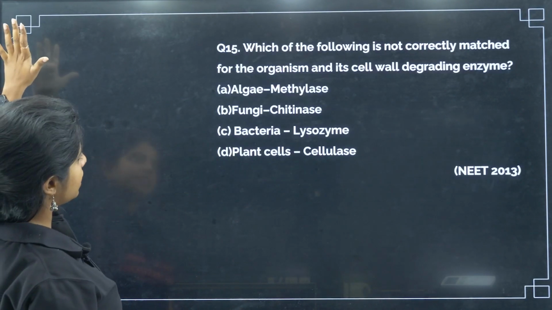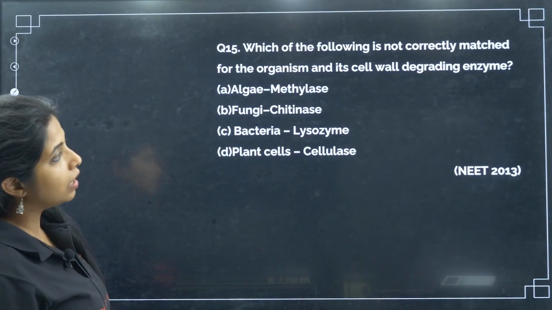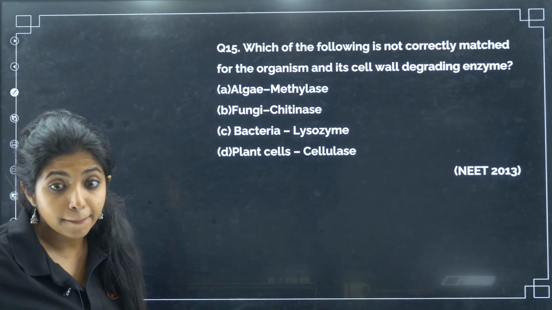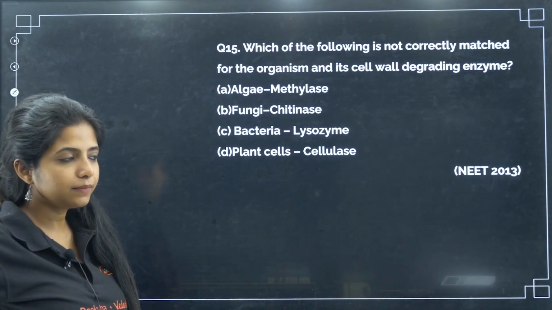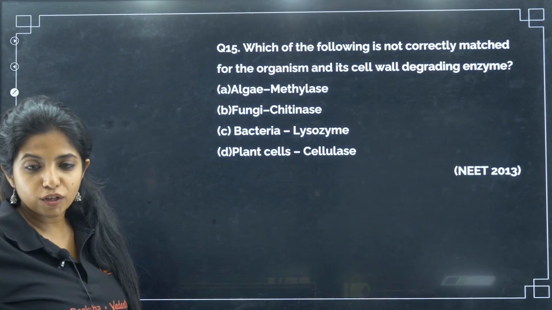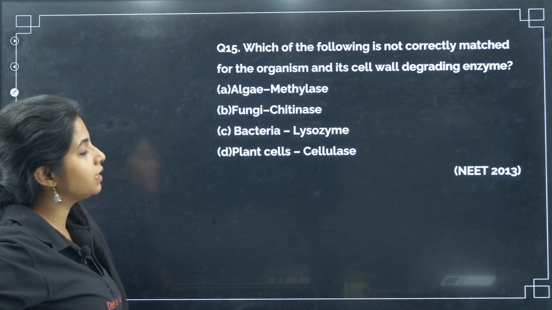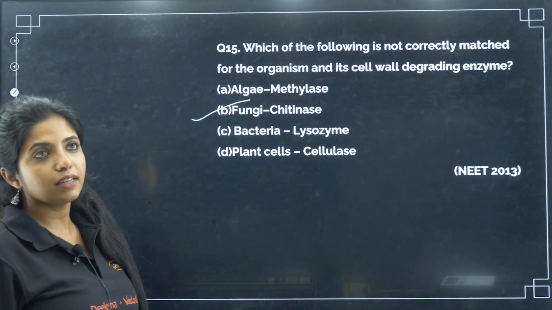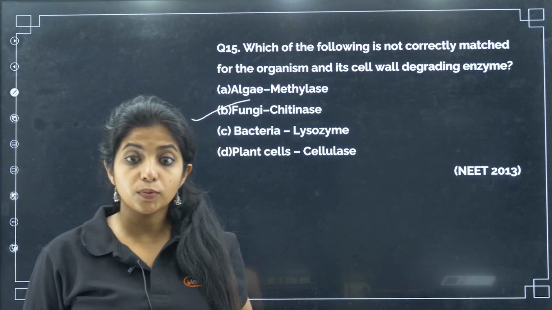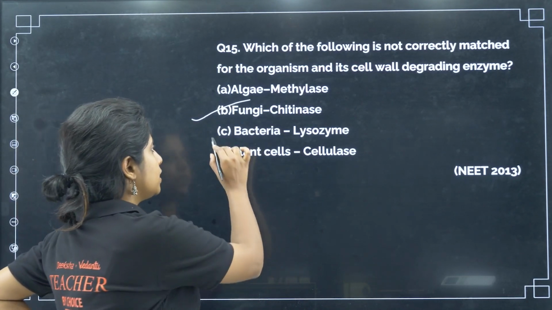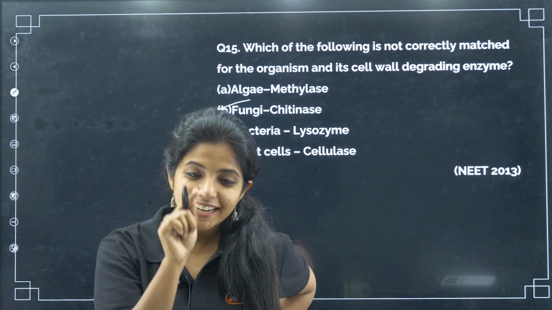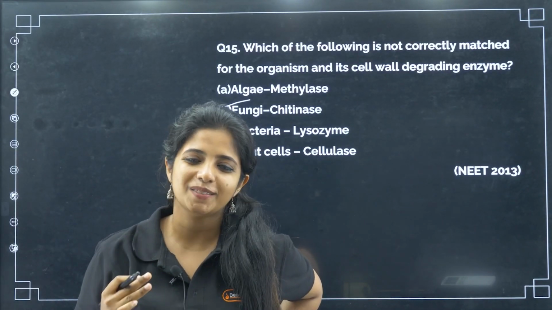Now, which of the following is not correctly matched for the organism and its cell wall degrading enzyme? Fungi, chitinase. Fungal cell wall is made up of chitin, so we need chitinase. Correct. Bacterial cell wall is made up of peptidoglycan, and that is why you need lysozyme. Our tears have lysozyme, which is why they can kill bacteria.